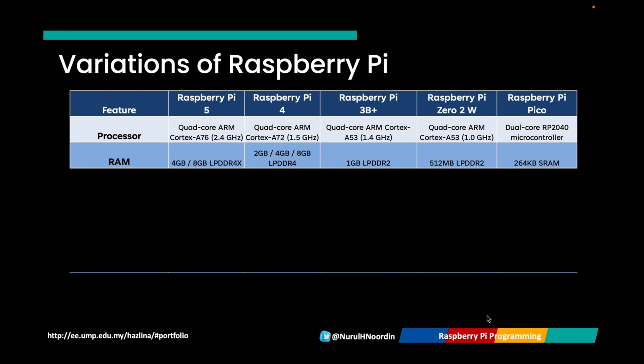The Raspberry Pi Pico, which is designed as a microcontroller, has just 264KB of RAM, as it is optimized for embedded systems rather than a full operating system.